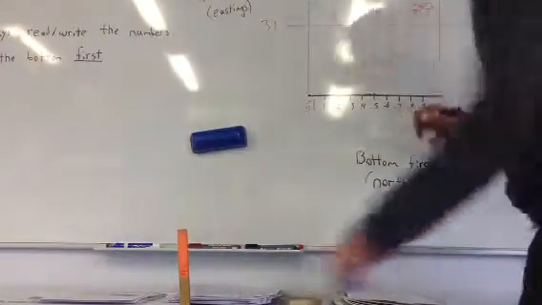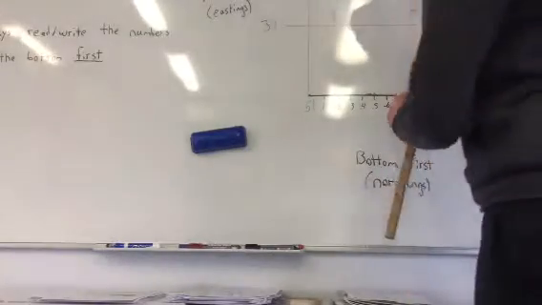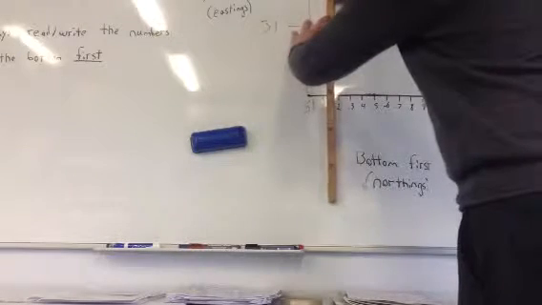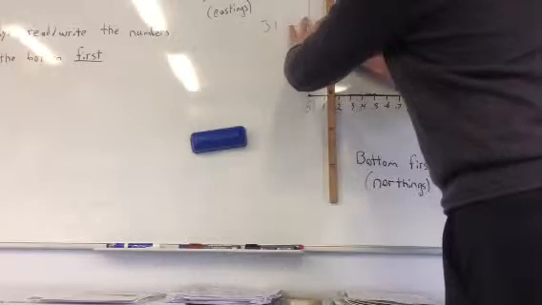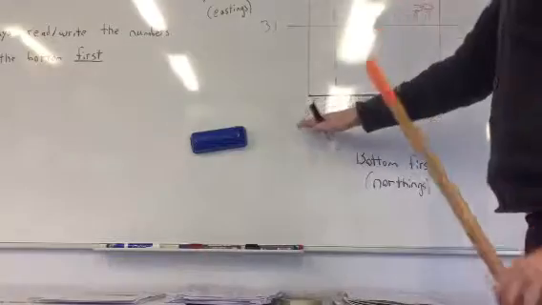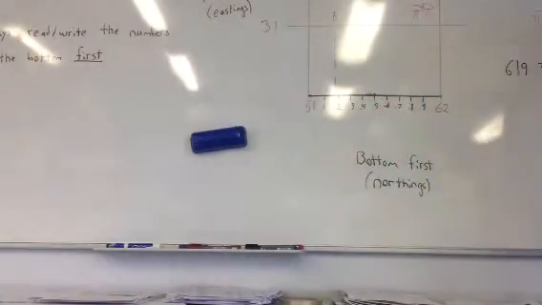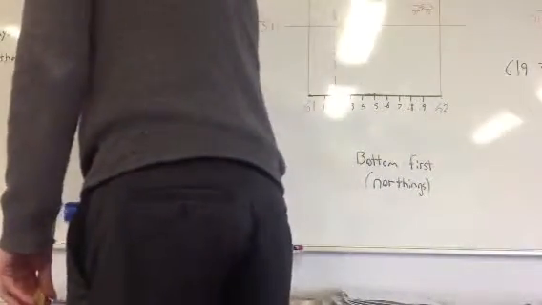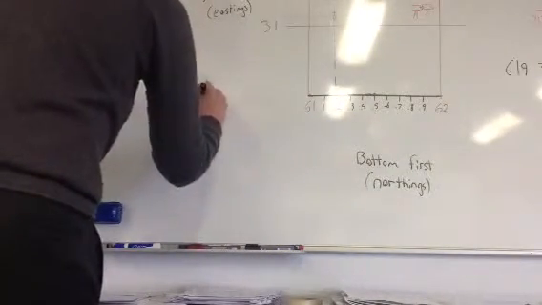So you take your ruler, you locate where the church is, and you count across. It's really close to 2, so it's 6, 1, 2. Your first three numbers for the church are going to be 6, 1, 2.